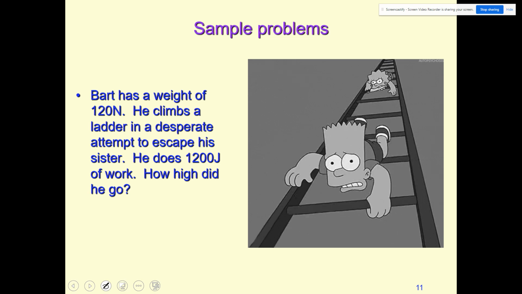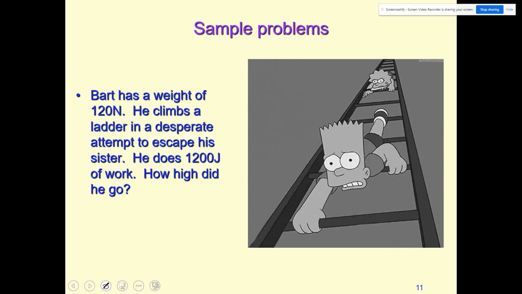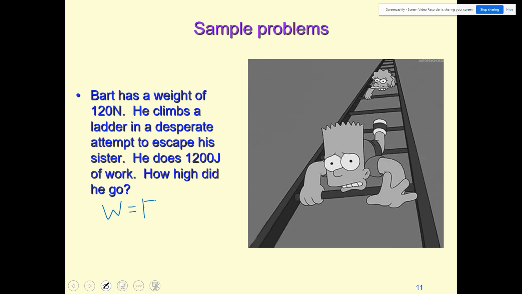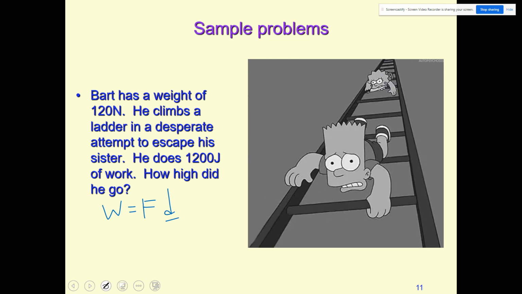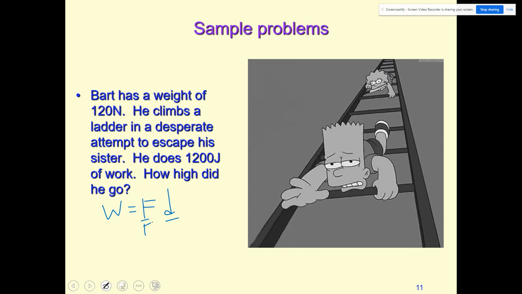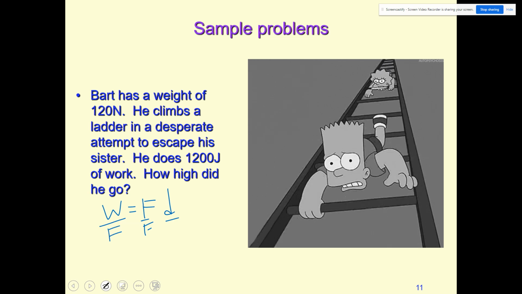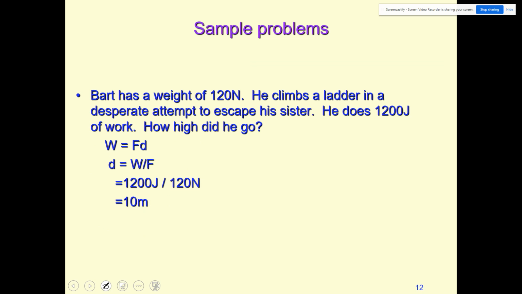Bart has a weight of 120 newtons. He climbs a ladder and he attempts to escape. Remember, work is equal to the force times the distance. In this case, the distance is the height. So I divide out by F on each side, and I get the distance that he climbs is work divided by force. Plug those numbers in, 10 meters.